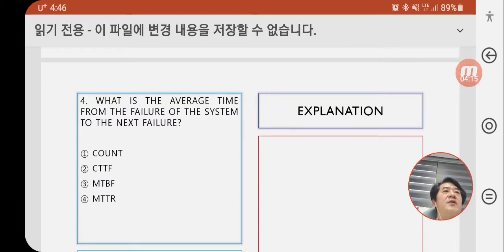What is the average time from the failure of the system to the next failure? Find the correct answer. The correct answer is number 3, MTBF, mean time between failure.